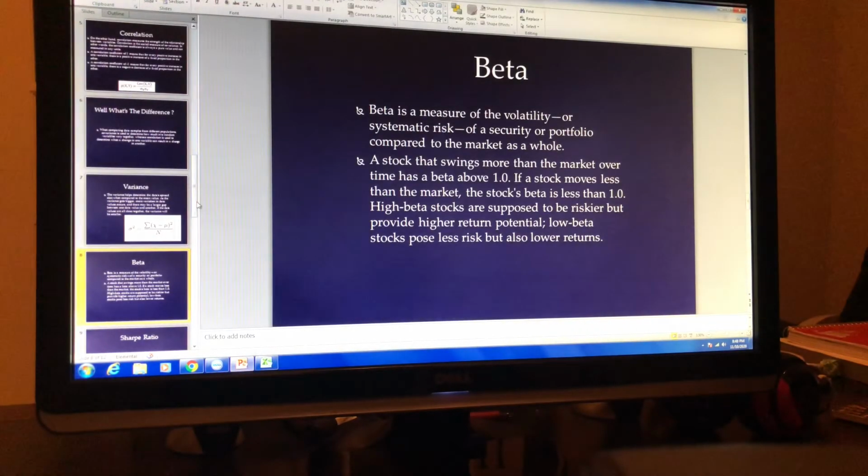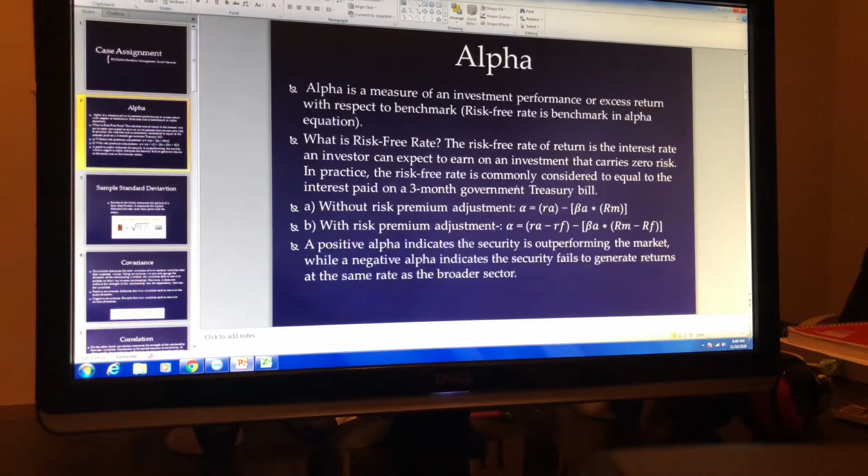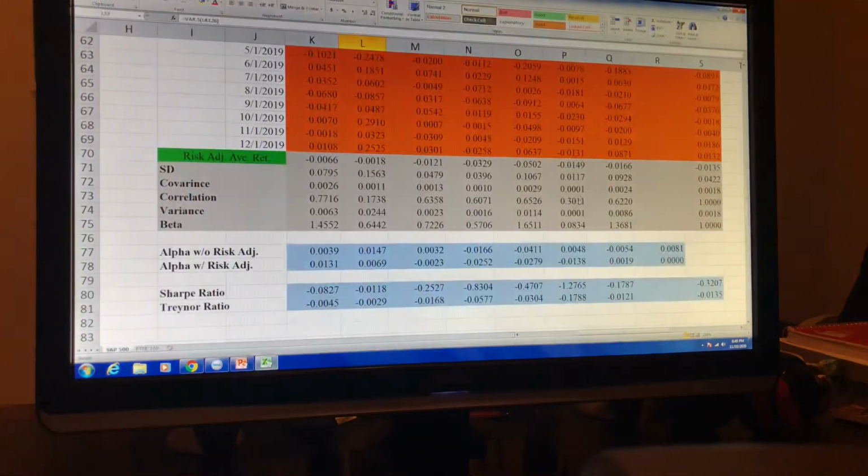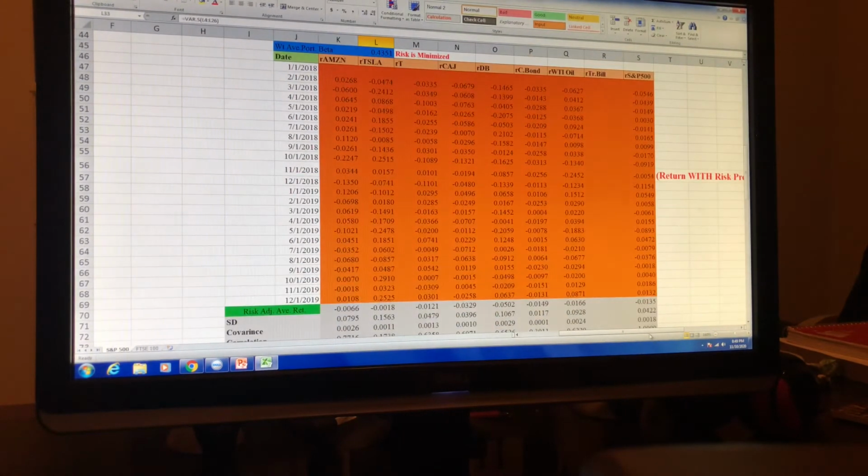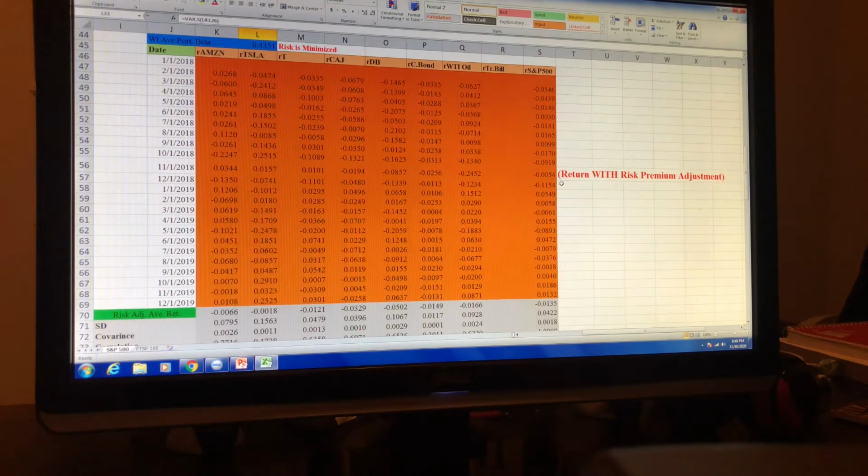What this means is that the risk-free rate of return is the interest rate an investor can expect to earn on the investment that carries zero risk. What we did was we took this investment out of the whole portfolio and looked at each one of these and how they performed with the risk premium adjustment.